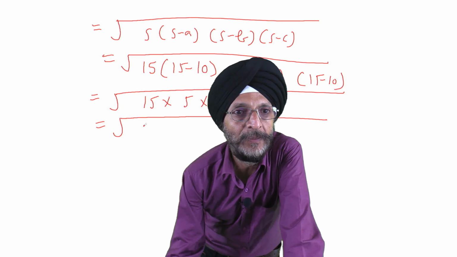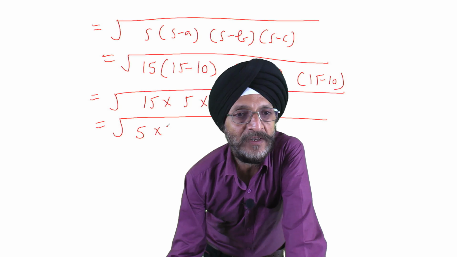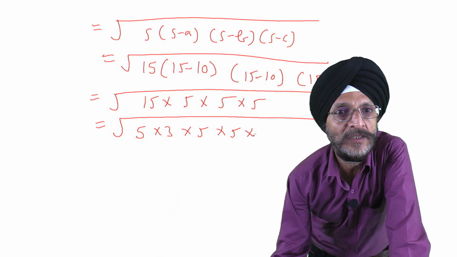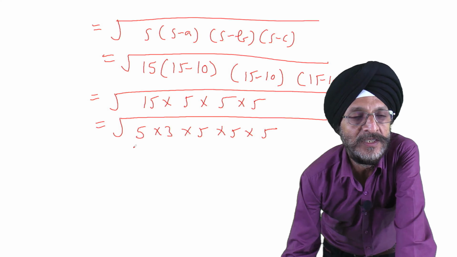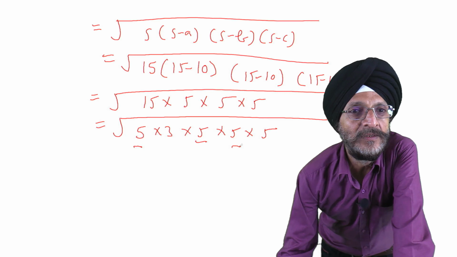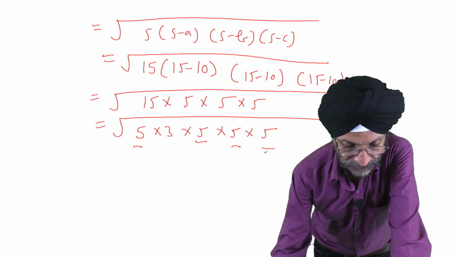So 15 can be prime factorized into 5 into 3. Then these are the other numbers which are there. This is the pair and this is the pair.